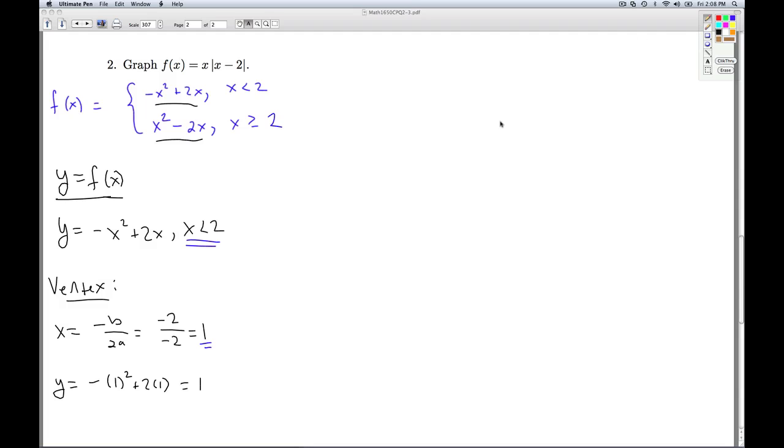So we'll put our graph over here. And we've got the point 1, 1. And that's the vertex of this parabola. Now, I'm going to have this parabola up to but not including x equals 2. So as before, if I plug 2 into this, I'm going to find out where the hole in the graph is going to be. I plug 2 into that, I get negative 4 plus 4, which is 0. So that means that over here, at least momentarily, I have a hole in the graph at 2, 0.